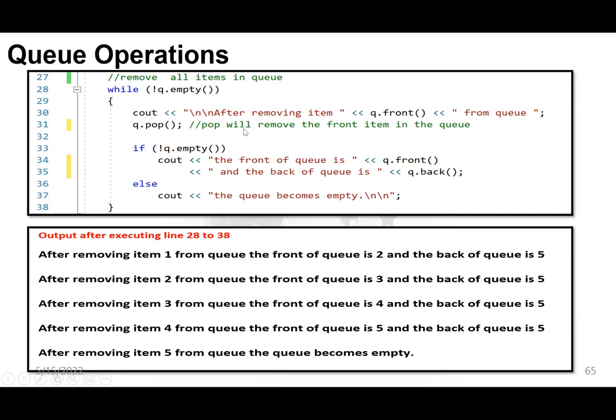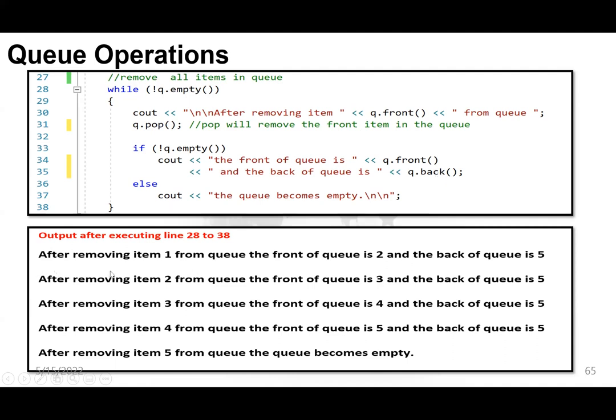And then to remove this first node, the front one, from your queue, the function is called pop, just like the stack function. But of course, the pop here for queue removes the first item from your queue. Then I will check every time after I pop, if the queue becomes empty, I will print that the queue becomes empty. If not, I will print what is the front and the back of the queue after I remove one of the items. So let's look at the output.